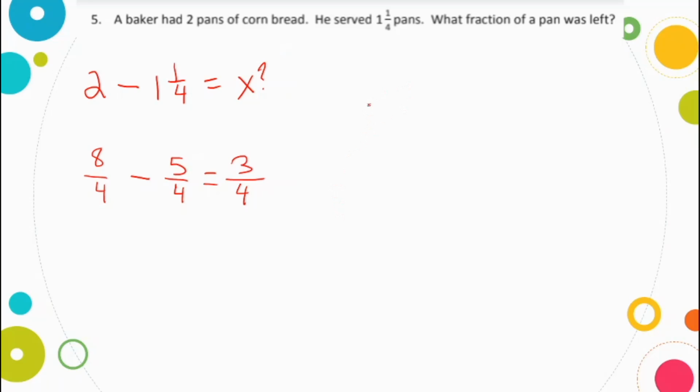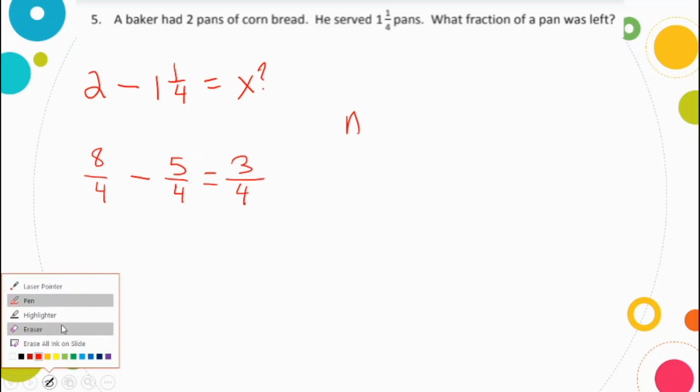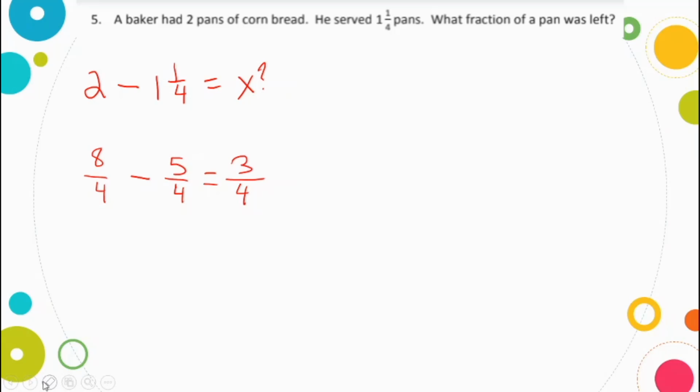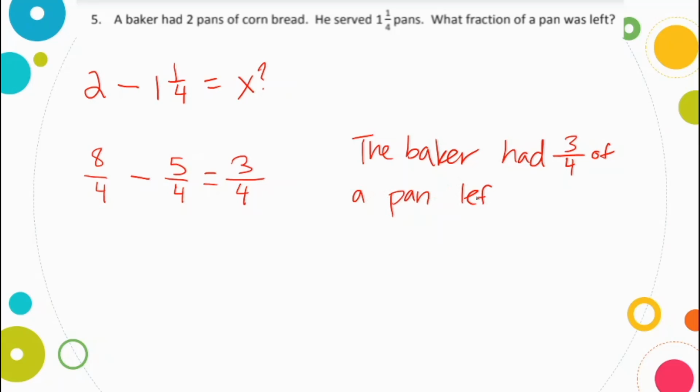So your answer statement, go ahead and write that. We'll go ahead and say the baker had 3/4 of a pan left over.